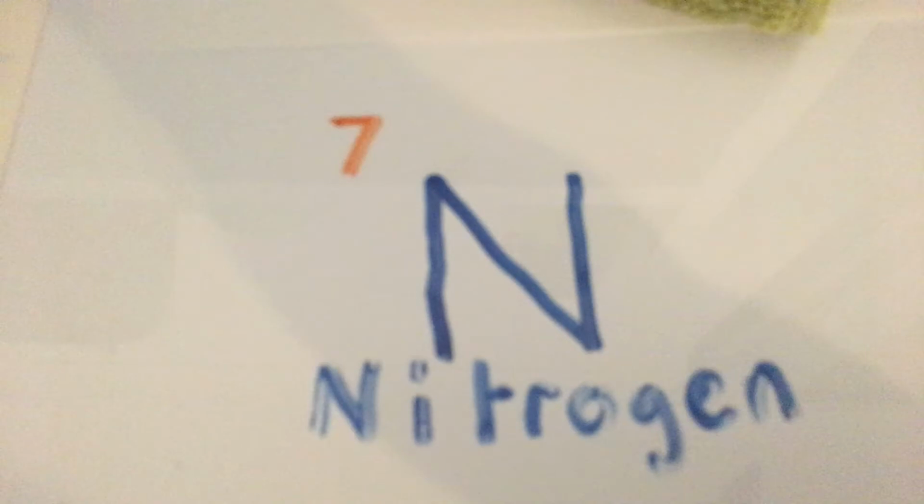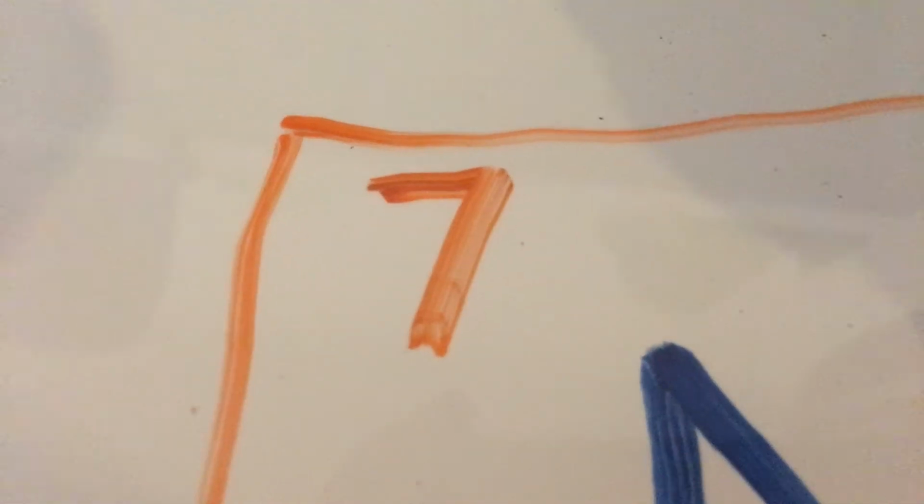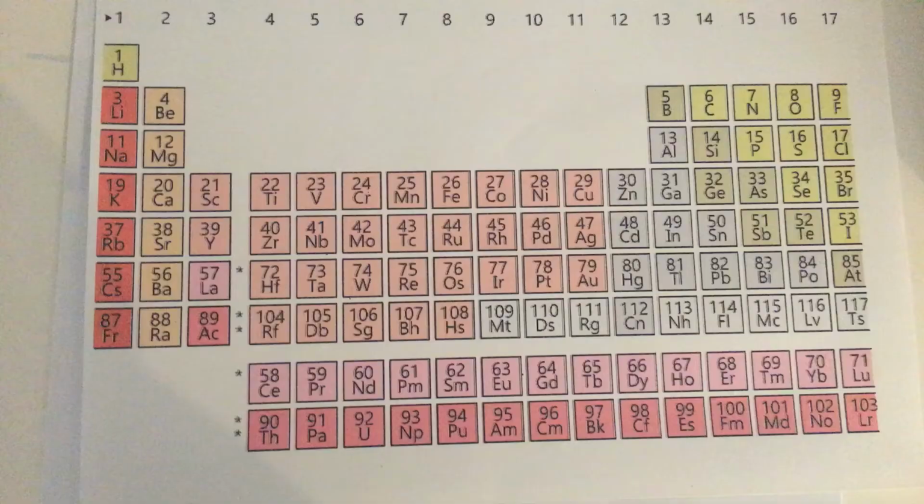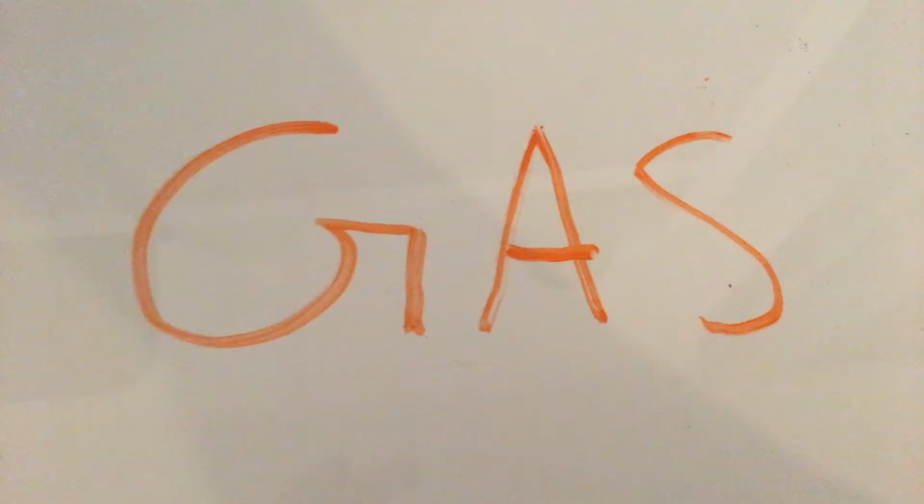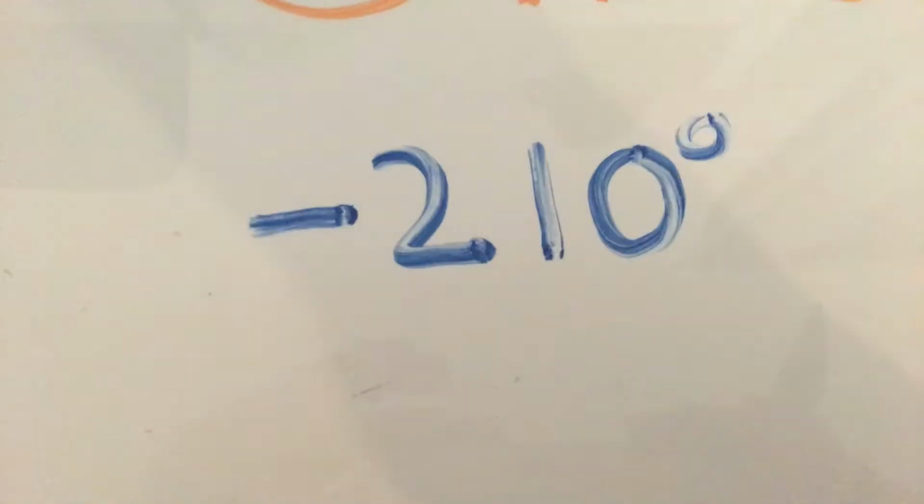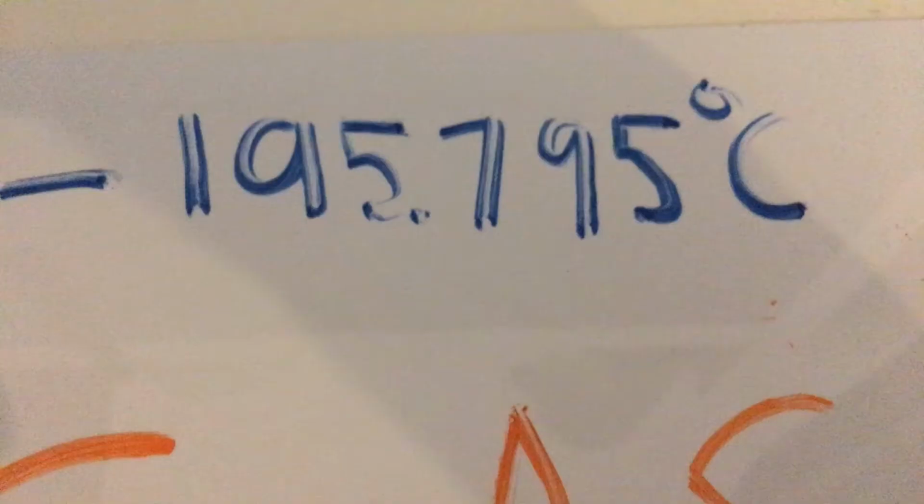Nitrogen is an element on the periodic table. Its chemical symbol is N, its atomic number is 7, and its mass number is 14.007. Here's the periodic table. Here's nitrogen. Nitrogen is usually found as a gas. Its melting point is negative 210 degrees, and its boiling point is negative 195.795 degrees.